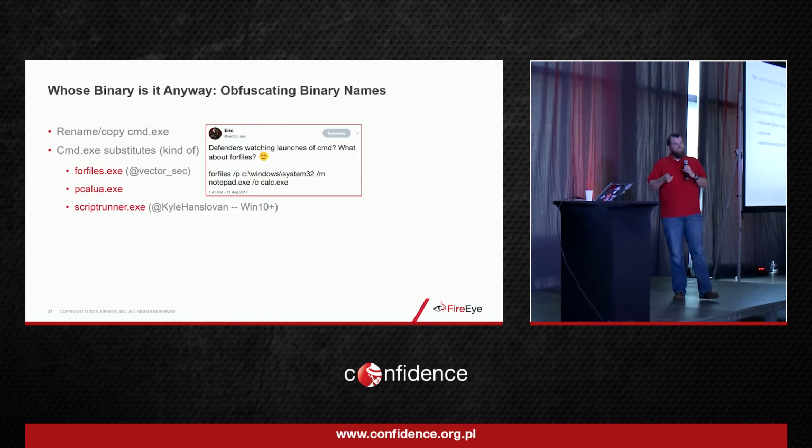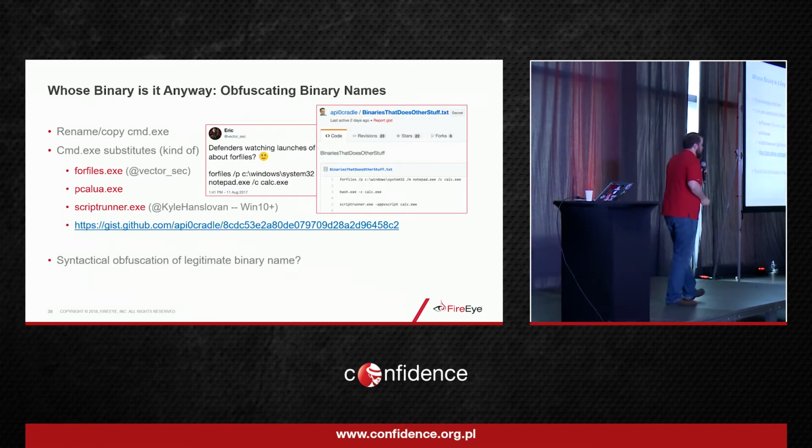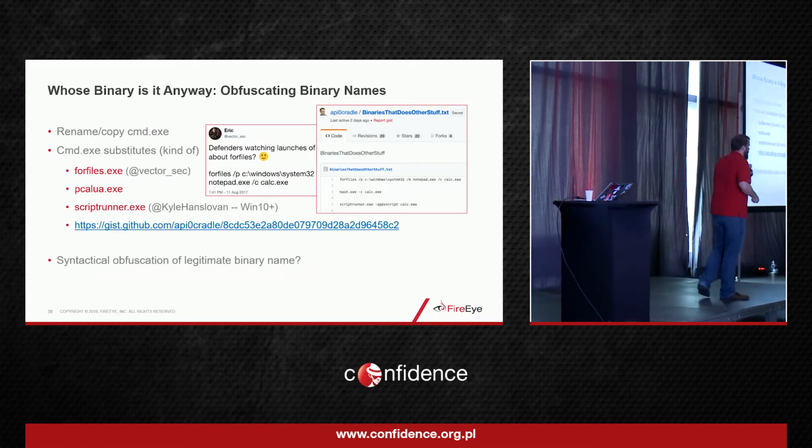Another thing, there's a lot of command.exe substitutes, like forfiles or pcalua or scriptrunner. So basically, if you have a detection that's looking for winword spawning command, the attacker could just use winword spawning forfiles to then launch their other thing. So when command is just used as a shim in between to break up a parent-child process, there's a lot of other things, and here's a good resource for some of those additional binaries. But that's also not what I'm talking about.